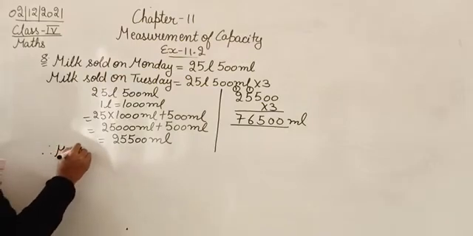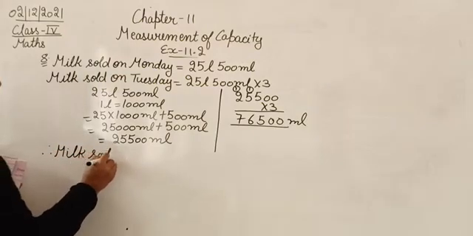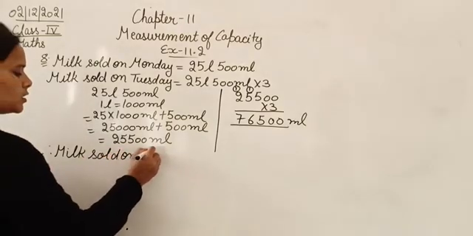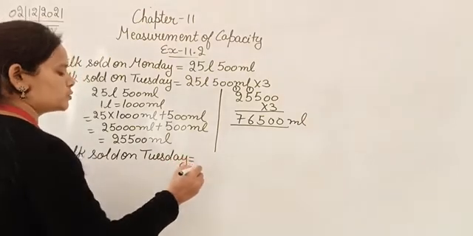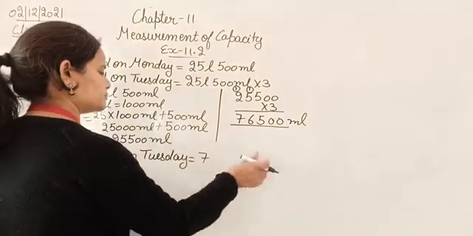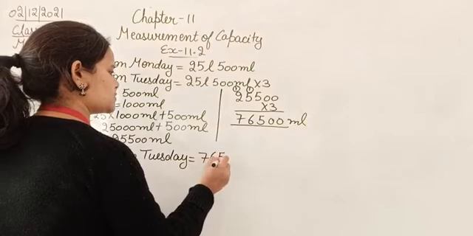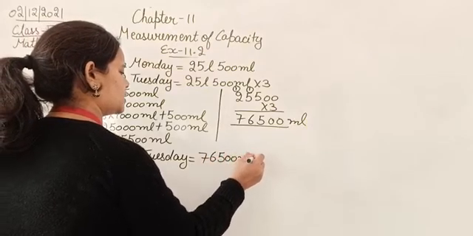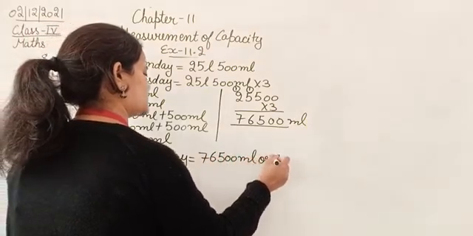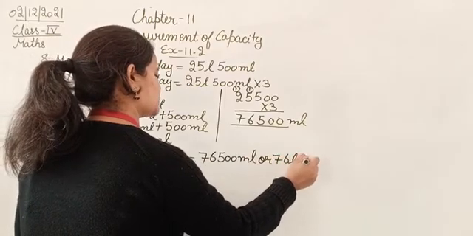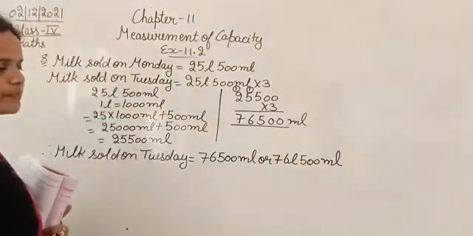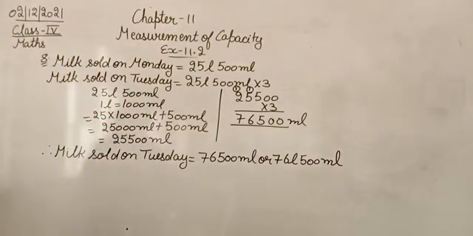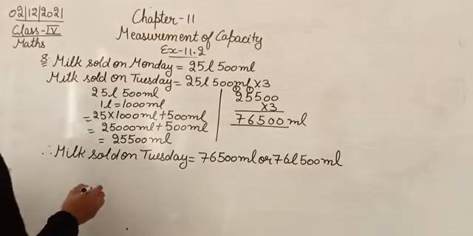Therefore, milk sold on Tuesday is equal to 76,500 ml or 76 liter 500 milliliter. Okay, so this is the milk sold on Tuesday. Now we need to calculate total milk sold in 2 days.